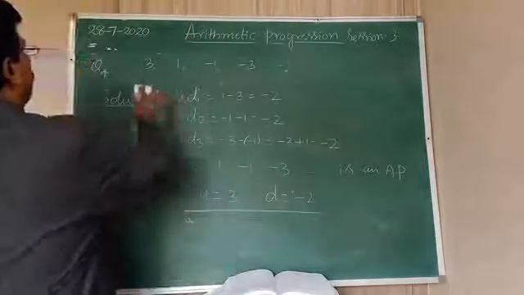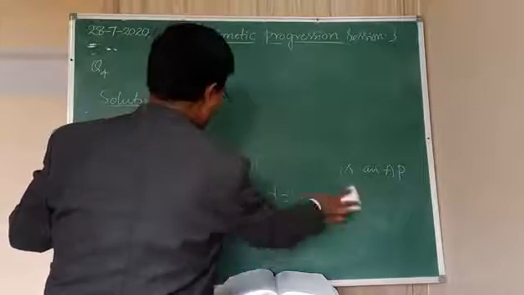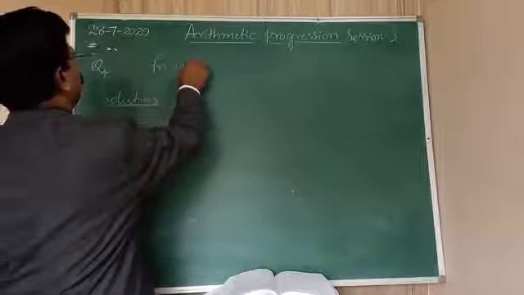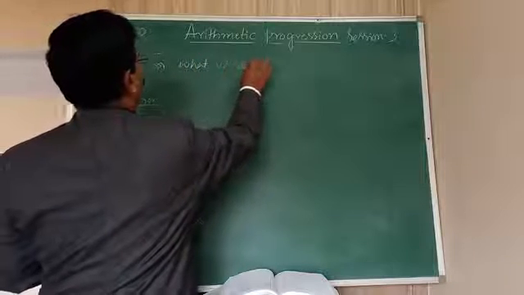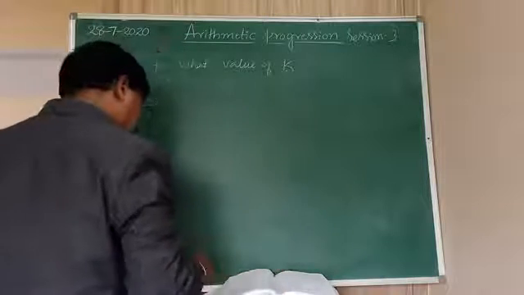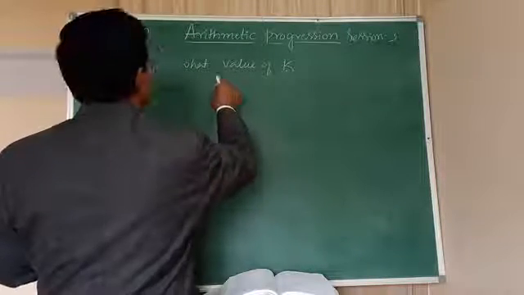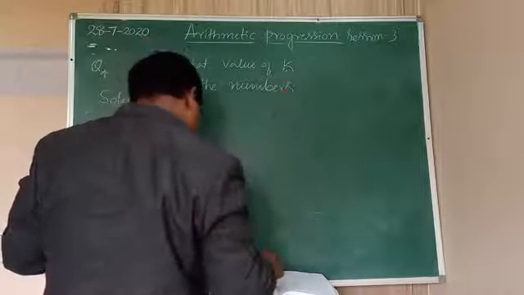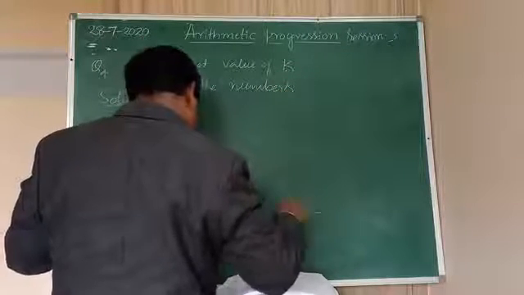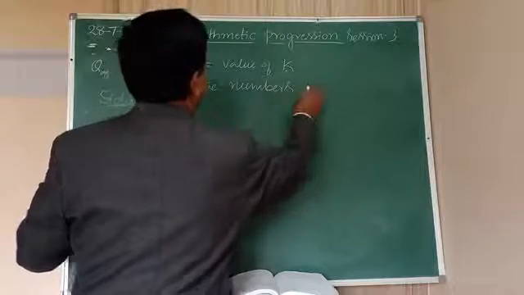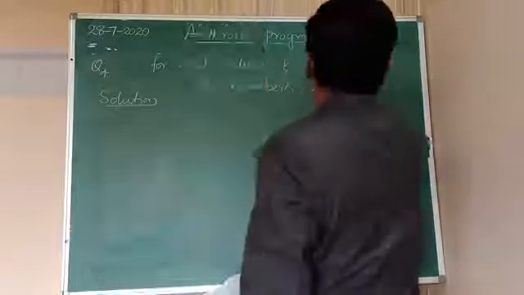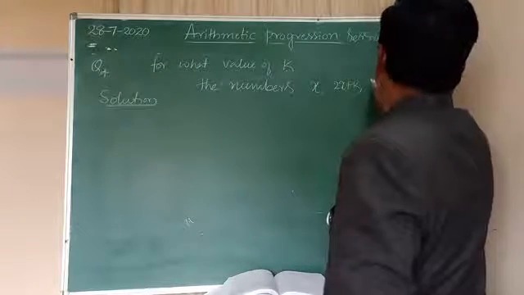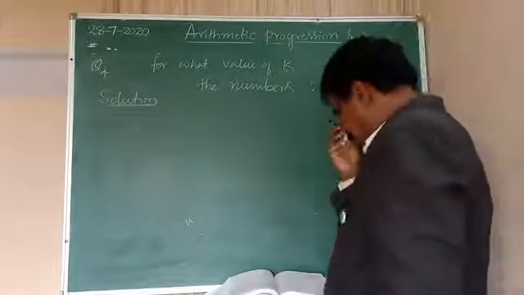Now a similar question, one more. For what value of k do the numbers x, 2x plus k, and 3x plus 6 form an AP?